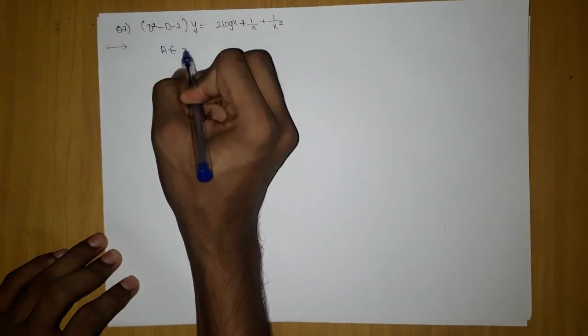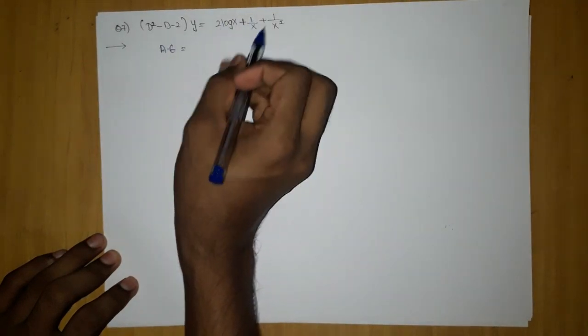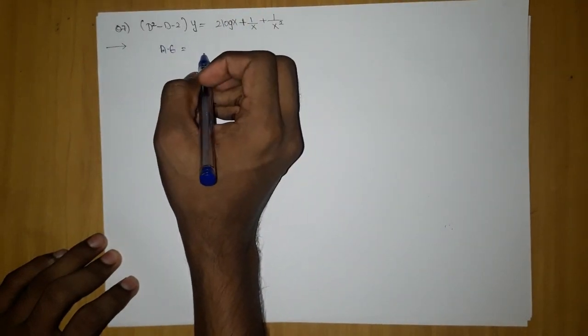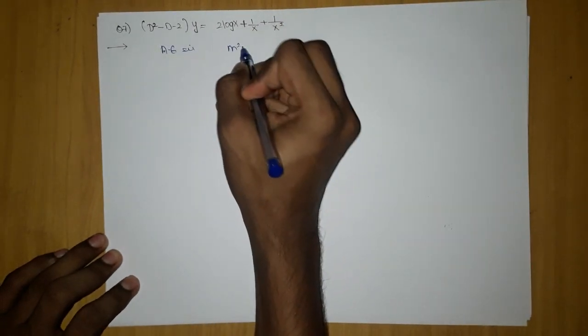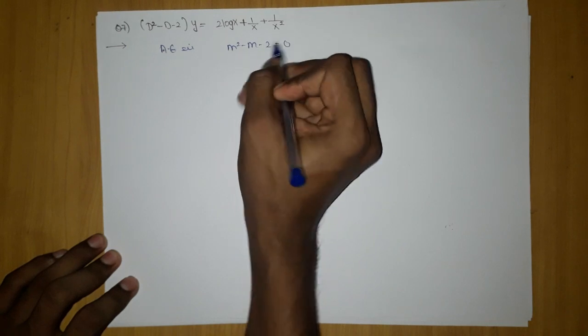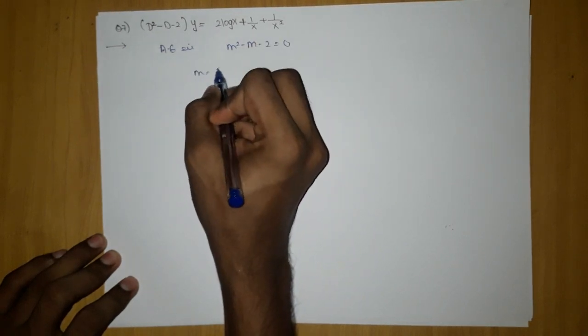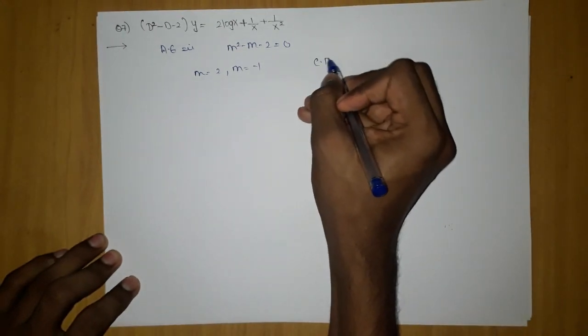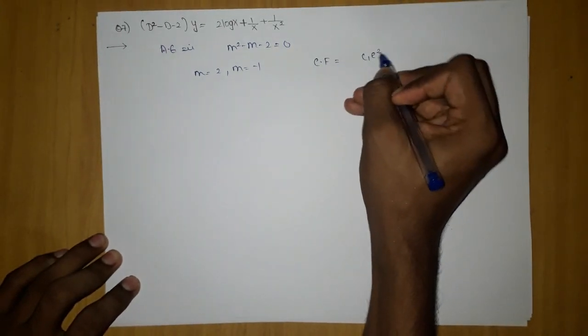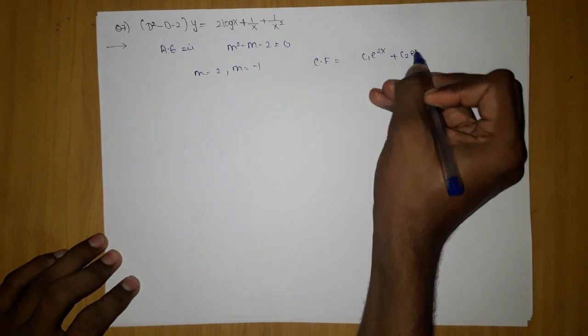Like here, in the auxiliary equation there is no combined function, there is no combination, and this is simple. So the auxiliary equation is m square minus m minus 2 equal to 0, which will give you m equals 2 and m equals minus 1. If you simplify, you will get the complementary function c1 e to the power 2x plus c2 e to the power minus x.